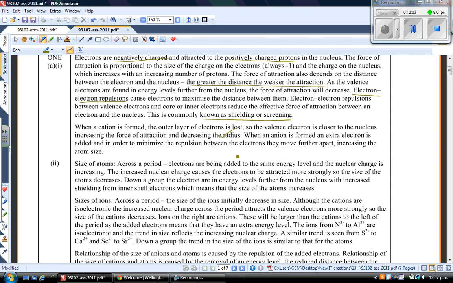So I suppose my explanation for the anion increasing in size mightn't have been as good as that. So with anion formation, it's the extra electrons repelling each other that causes the ion to increase its size.